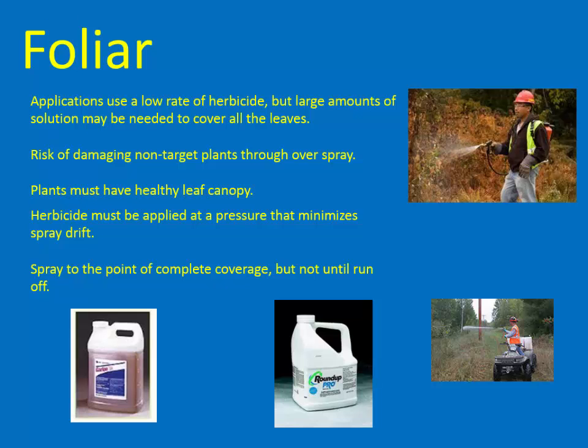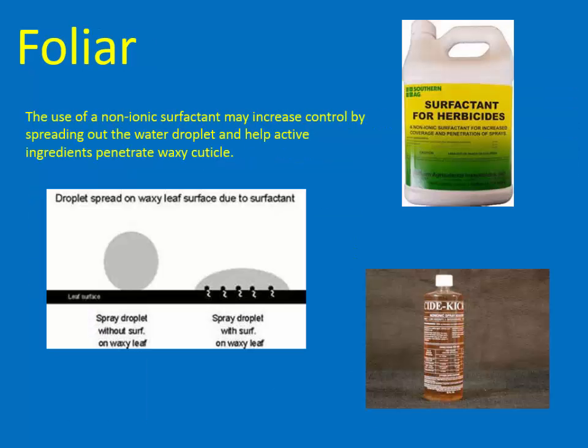You always have to be careful about hitting non-targets. If you're spraying a broadleaf herbicide, like Garlon 3A, and you're spraying all your honeysuckle, and if you get it on some of the natives, it's going to kill them. You've got to be aware of what you're spraying. Plants must have healthy, photosynthesizing leaves for it to be effective. You want to spray your leaves to the point of complete coverage, but not to the point of runoff. This is very important for foliar applications.